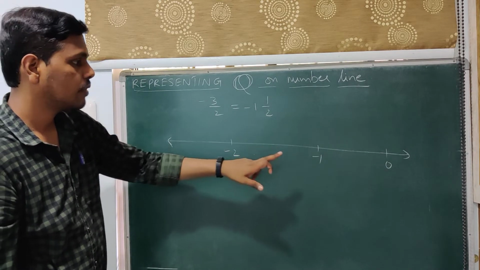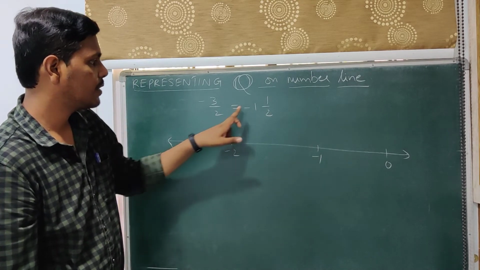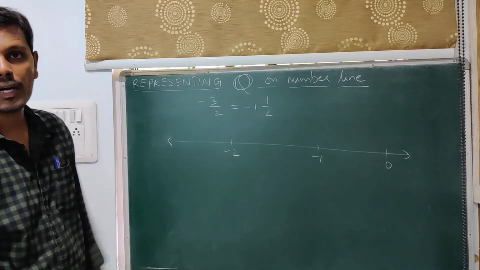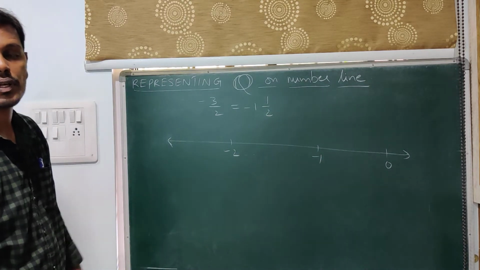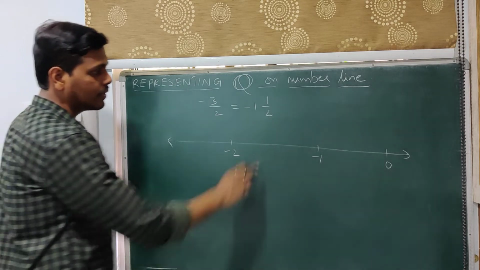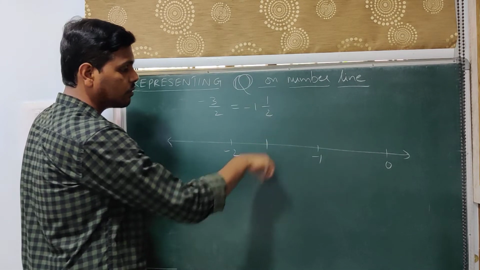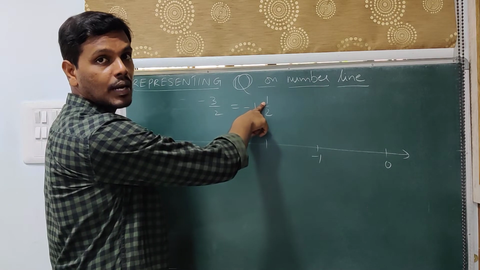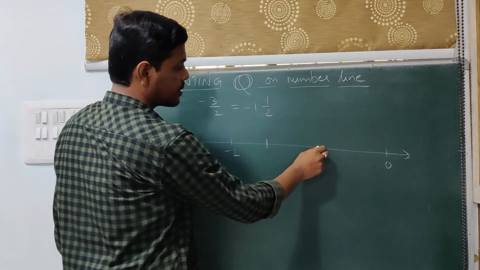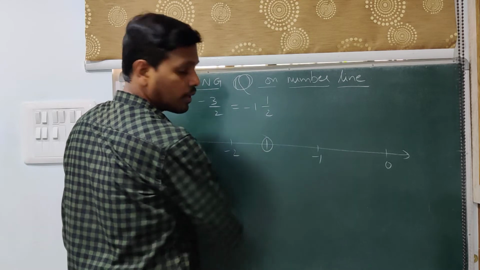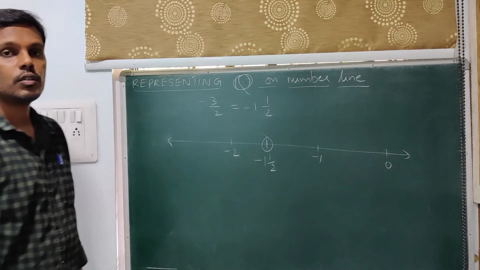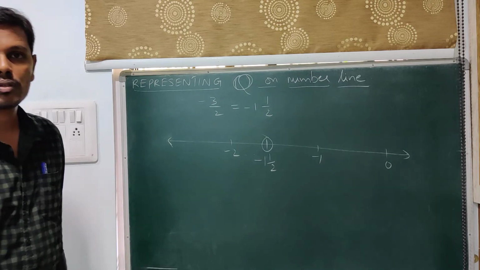Now, since we have discussed that this number lies between minus 1 and minus 2, this denominator will tell you into how many parts that space between minus 1 and minus 2 is to be divided. Now this denominator is 2, so divide the space into 2 equal parts. Out of this, the numerator tells you how many parts are to be considered. So we have to consider one part. From this, it is one part. So this is minus 1 1 by 2. So this is the way you will be marking out rational numbers on the number line.